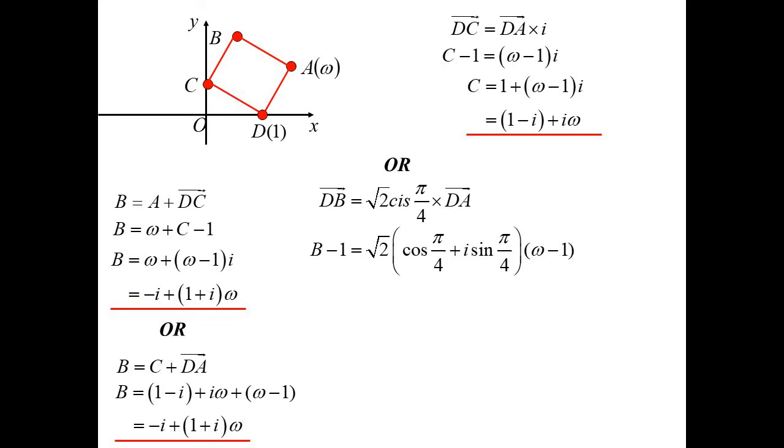That's going to be times DA. So DB is B minus 1, equals root 2 cis pi on 4, which I've expanded out to be cos pi on 4 plus I sine pi on 4, multiplied by head minus tail, omega minus 1. So B will be, because cos of pi on 4 and sine pi on 4 is 1 on root 2, that'll cancel with the root 2 out the front, and I'll get 1 plus I, omega minus 1, plus 1. We're almost there, aren't we? Not quite. It is the same thing, but let's rearrange it to show that. Expand out, tidy up, and there it is: minus I plus 1 plus I omega.